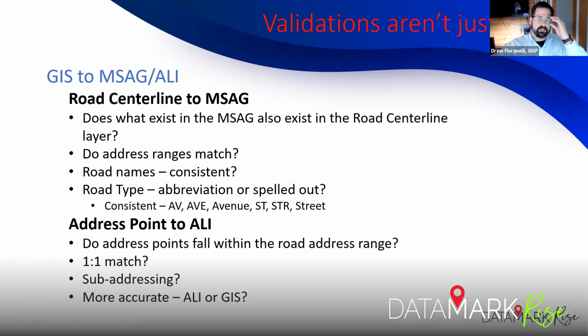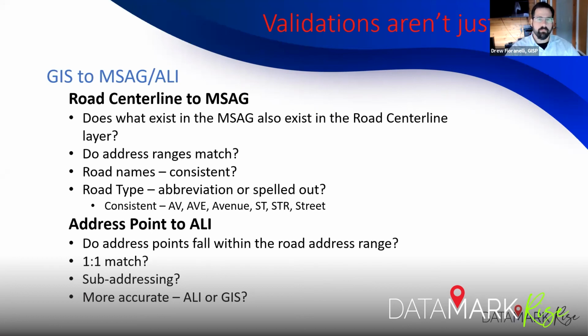Right, and we just covered this a little bit, where our road centerlines to our MSAG, we definitely want to do that validation for next gen to make sure our ranges match, our road names are consistent, our road types are consistent. We're all human. We can all fat finger something any given day of the week. The same with our address points and our alley. So not only are we wanting to check the spatial accuracy of our data, we want to compare it to the data sets that are currently being used to support 911, our MSAG and alley.